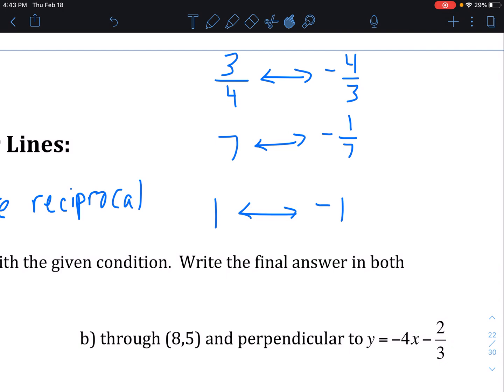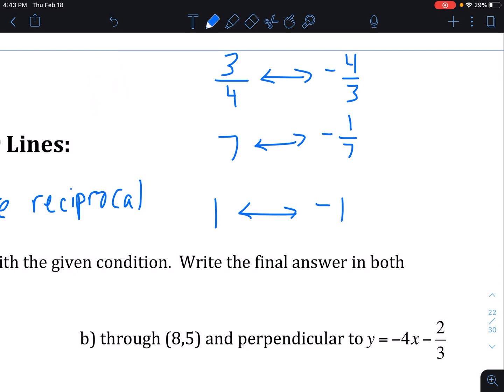Remember, where do we get the 1/7 from? Remember that the whole number 7 is the same thing as 7 over 1. 7 is 7 over 1, so that would be 1 over 7, okay?